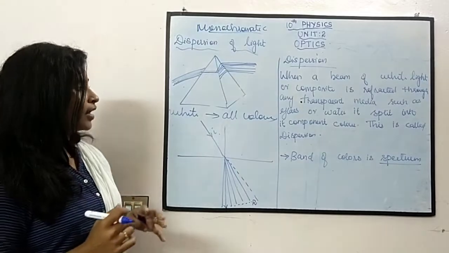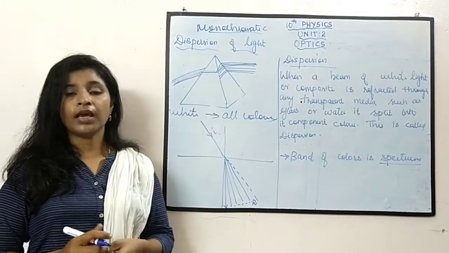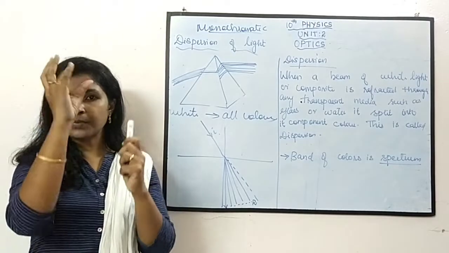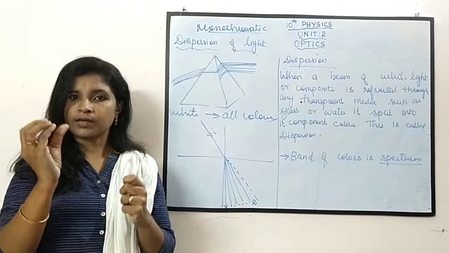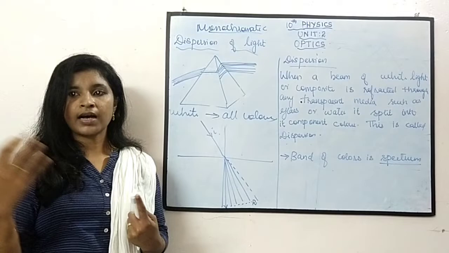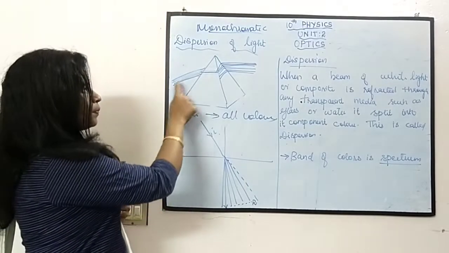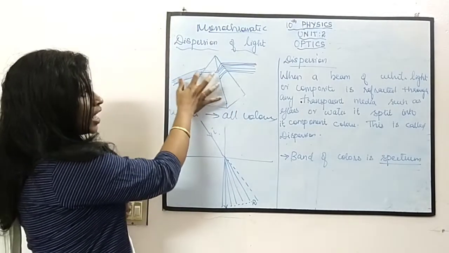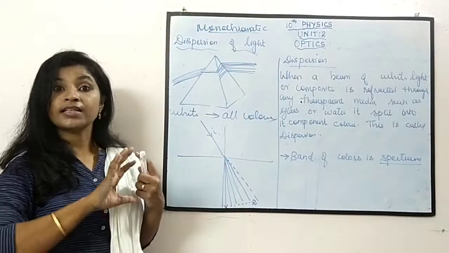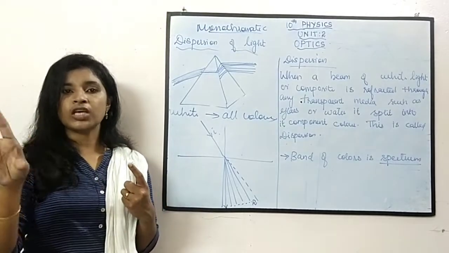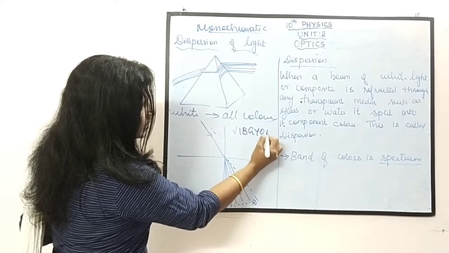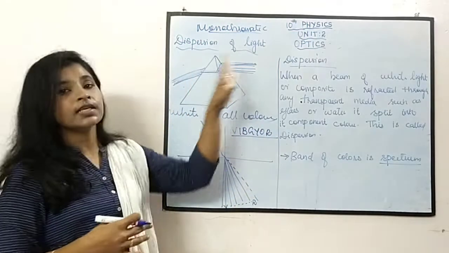Here I am trying to explain with the glass prism. When you go to your physics laboratory, you can see the prism. You can see a prism made of glass. Suppose you pass white light, or you can pass sodium vapor light. When you pass the white light and place a screen somewhere on the other side, you can see 7 colors, that is VIBGYOR: violet, indigo, blue, green, yellow, orange, red. You can see all these colors on the screen.